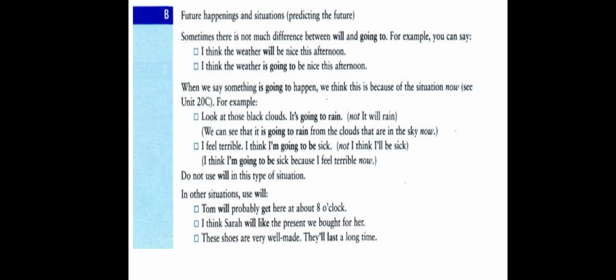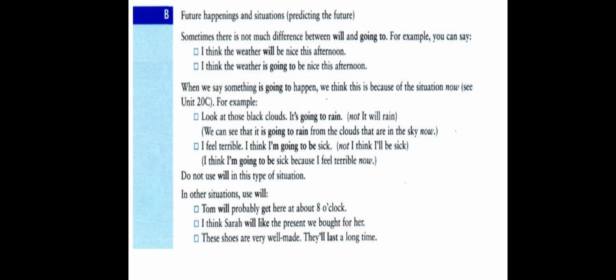But the end result here will be the same. In both cases, in both examples here, we predict what is going to happen or what will happen in the future. That the weather will be nice this afternoon. It might happen. As well, if we say the weather is going to be nice this afternoon, this is another prediction. Even if it is with evidence, still it might not happen. It is still a prediction. So in both cases, you will find no difference in meaning.